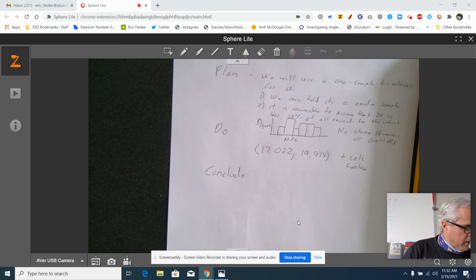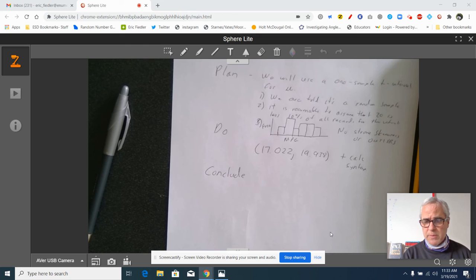And then the final part, the conclude, is this, and I'm going to read it to you instead of having you watch me write it. We are 95% confident that the interval from 17.022 to 19.938 captures the true mean fuel efficiency for this vehicle. So put your confidence interval numbers in the context of the question, and you should be good. Let me know if you need more on this question, but hopefully that does it.